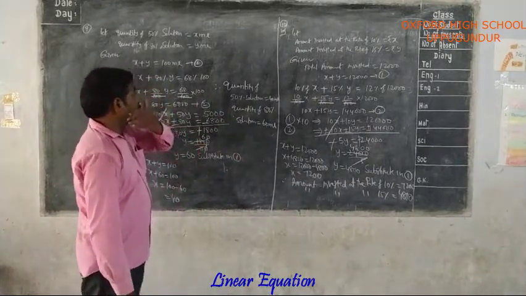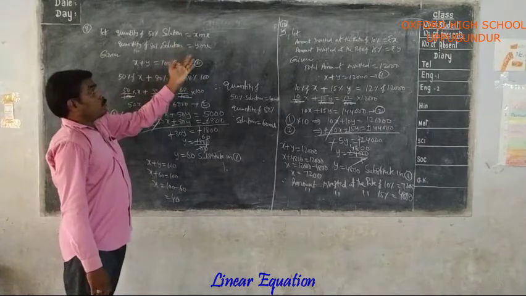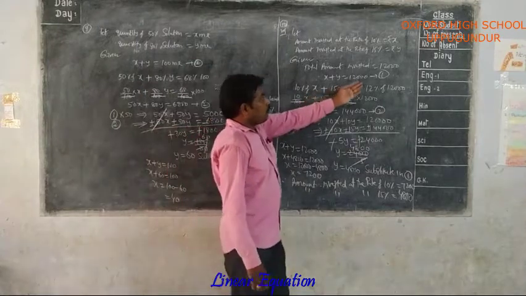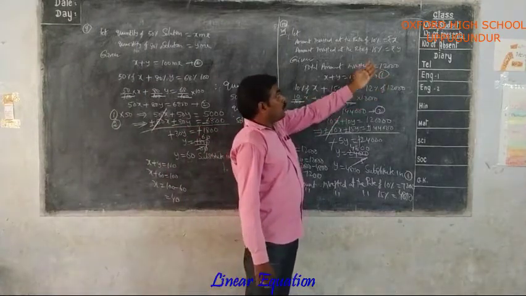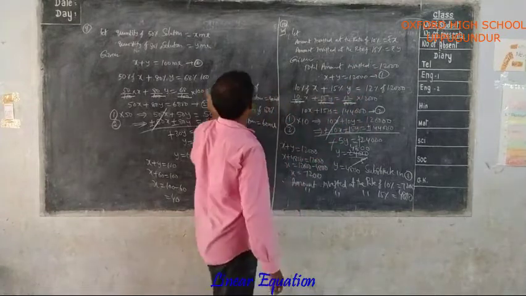Here, total quantity is 100 ml. We are assuming sum of those two quantities as x and y. Here, total amount is 12,000. We are assuming both of two amounts as x and y. So, first equation you will get in same way.